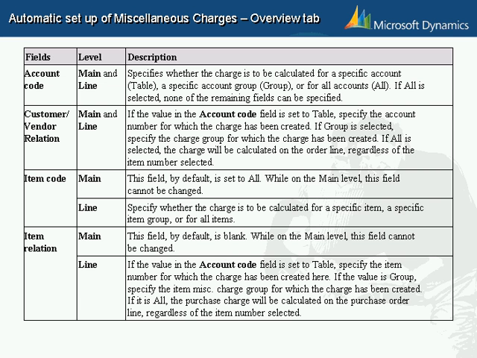So you can see account code. This account code specifies whether the charge is to be calculated for a specific account (table), a specific account group, or for all accounts. Customer vendor relation: if the value in the account code field is set to table, in this field you can specify the account number for which the charge has been created. If group is selected, specify the charge group for which the charge has been created. Next, item code.